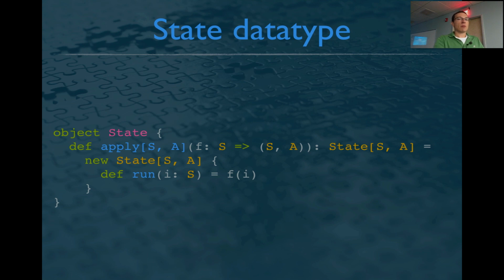And the apply method on the companion object just says, given a function from S to a tuple (S, A), we are going to return a State[S, A]. And the way we're going to do that is by anonymously subclassing, basically, or anonymously instantiating that State trait and defining the one abstract member. But all it does is call f of s. I'm not sure why I said i there instead of s. That seems kind of strange.